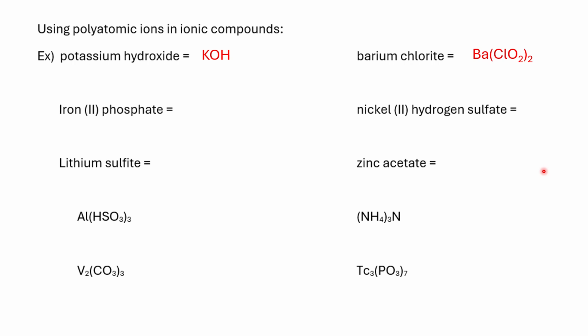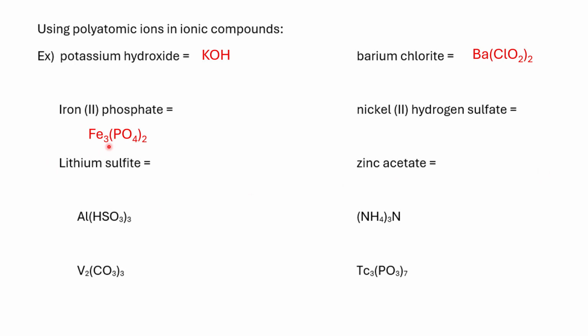Okay, let's take a look at the next one, iron 2 phosphate. So this is iron with a +2 charge, and then phosphate from your list has a -3 charge. So you should have hopefully come up with Fe3(PO4)2, right? So this is 5 ions, right?